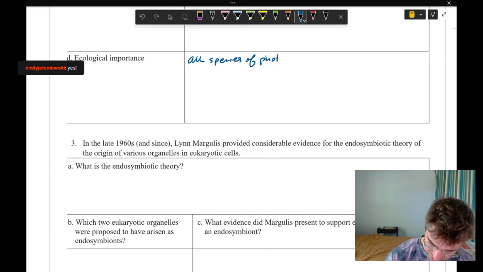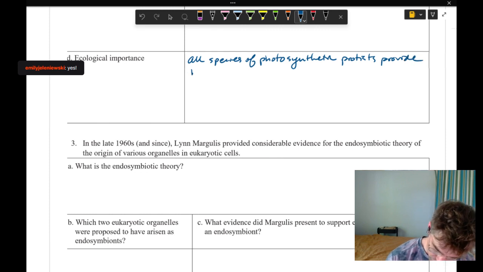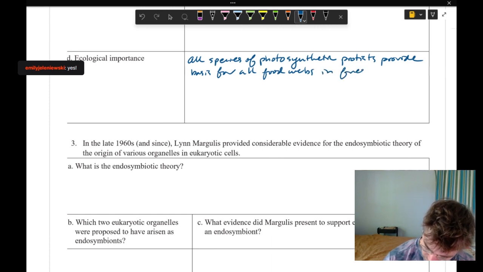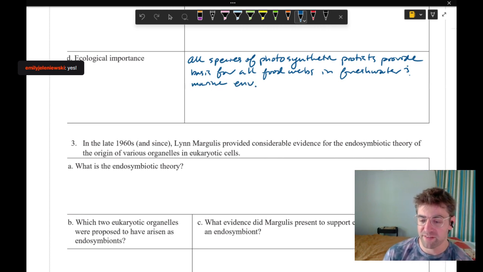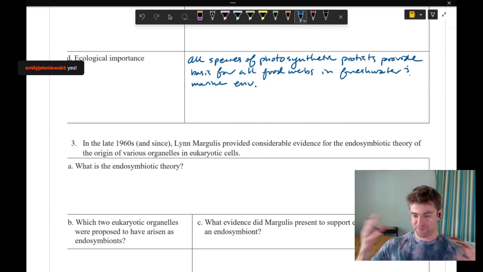Photosynthetic is important here. In freshwater and marine environments. The reason that this is so important is because a byproduct of photosynthesis is oxygen, right?